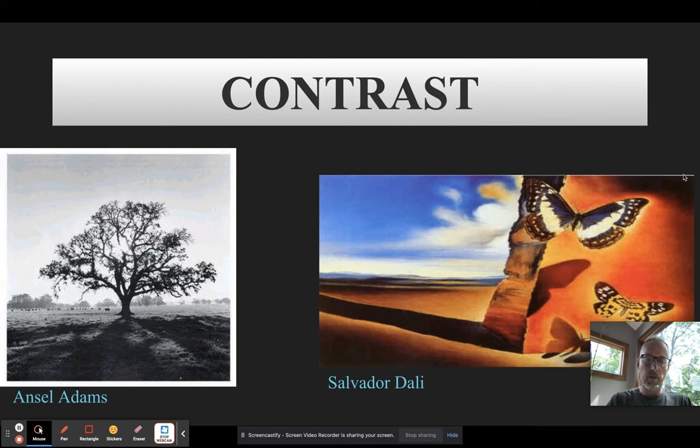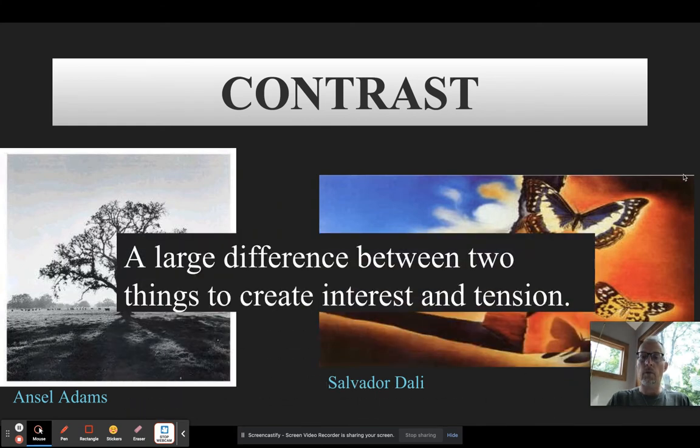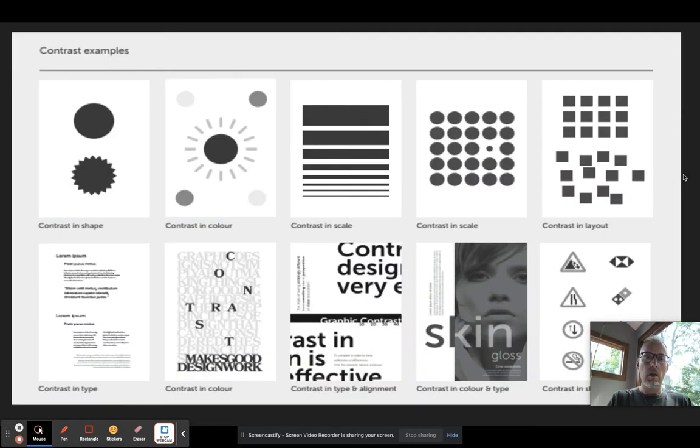Contrast. Got a picture by Ansel Adams and a painting by Salvador Dali here. Contrast does not always just refer to value. Value is the property of dark to light. It does involve that, but it also means any kind of contrast in shape or color or texture and differences that are going to allow us to see some more interest. So a large difference between two things to create interest and tension. So we can have all kinds of different contrasts.